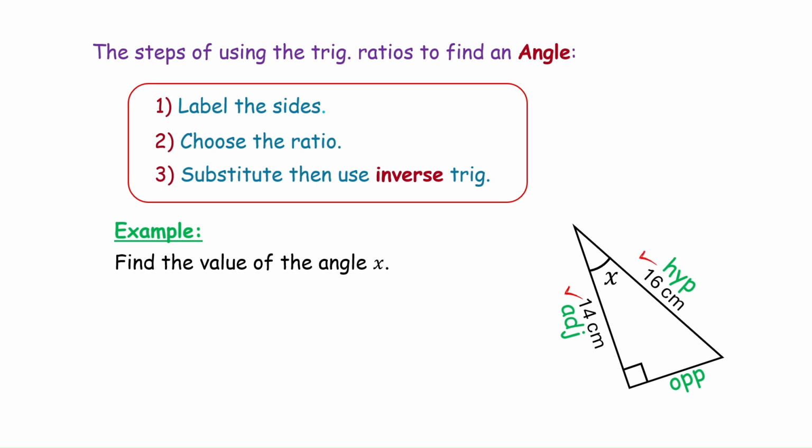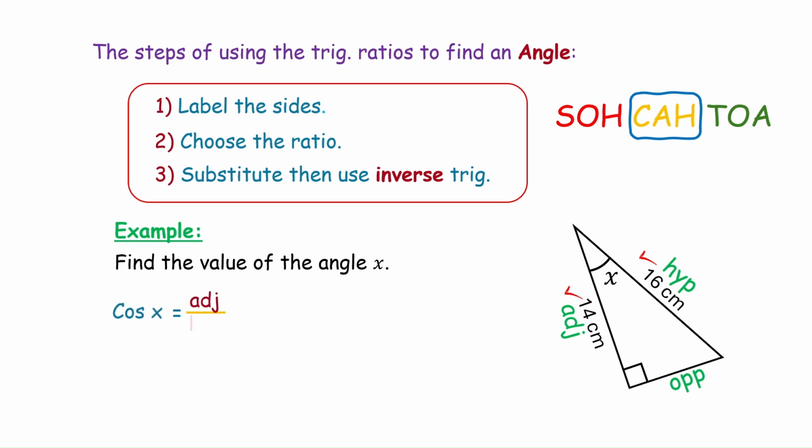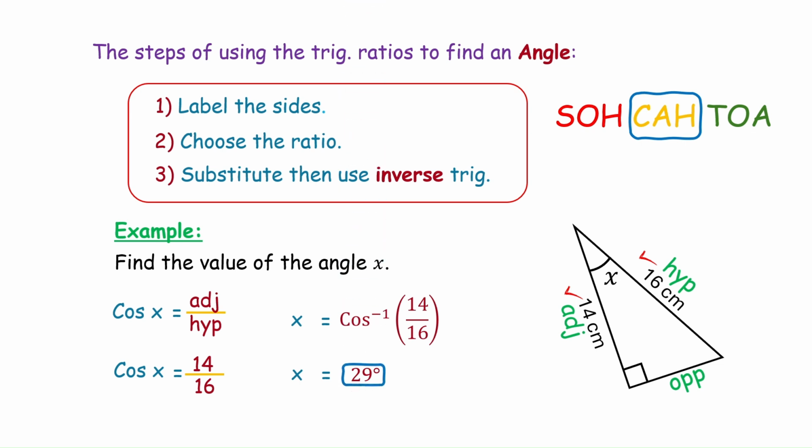Now, using SOHCAHTOA, A and H at the same time means cosine x. Cosine x equals adjacent over hypotenuse. Cosine x equals 14 over 16. Now, to get x, we need to use inverse cosine, or cosine minus 1. On the calculator, press Shift, then cosine. X equals 29 degrees.